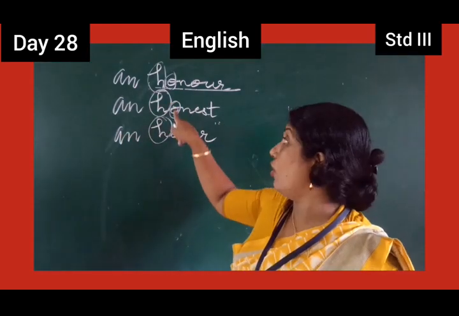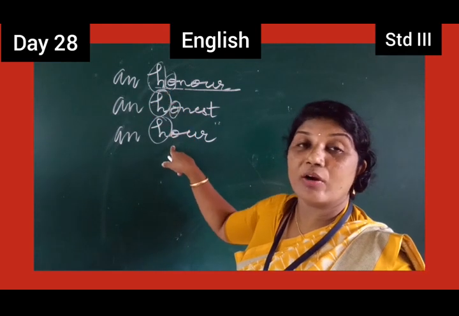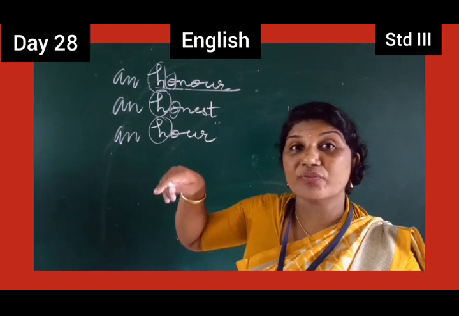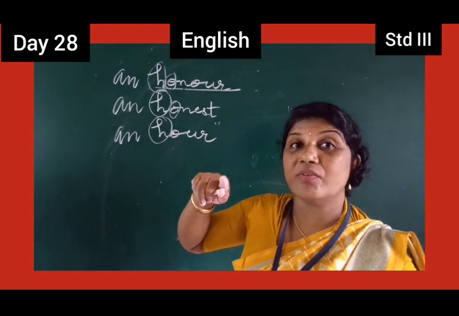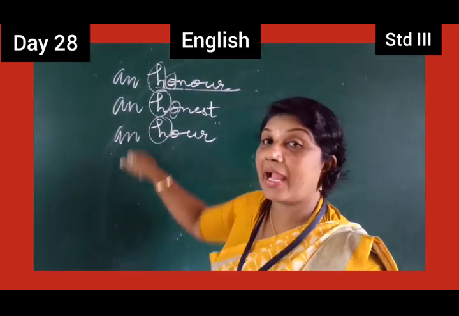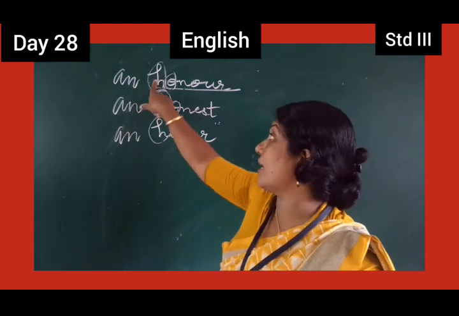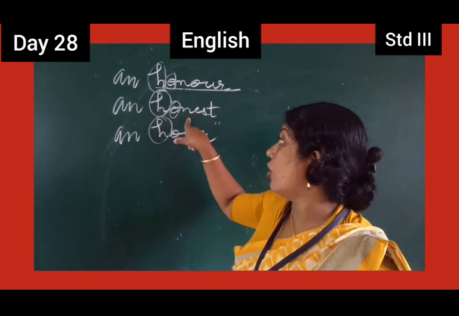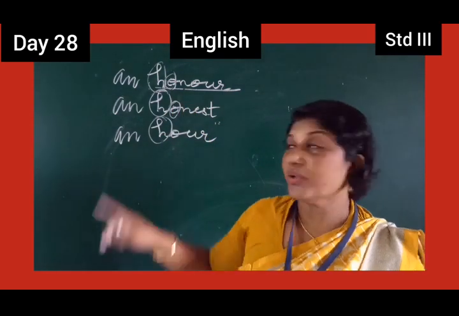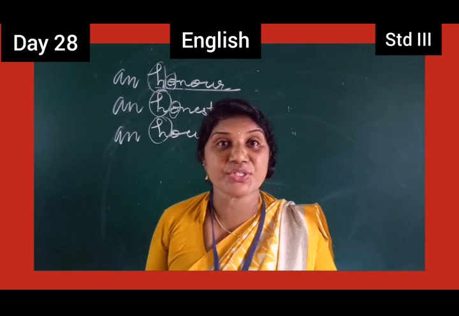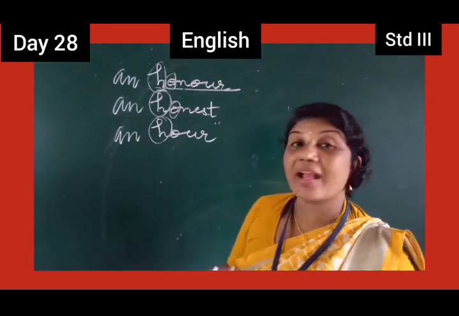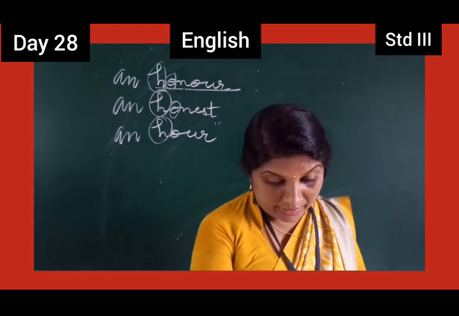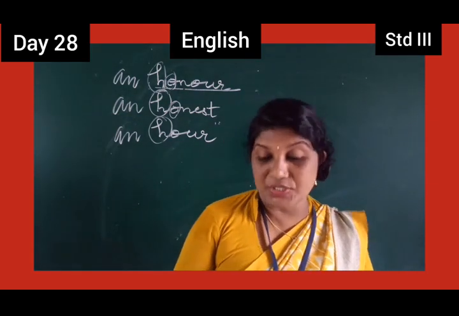Vowel, here O, O, O. So already we learned that. So in front of the word beginning with a vowel, what do we have to use here? An. So here H is silent. Then you should pronounce honor, honest, our. So you can write here an honest, an honor, then an hour.